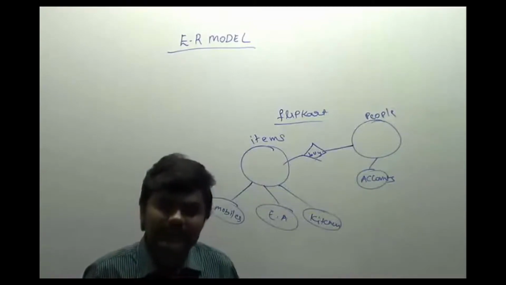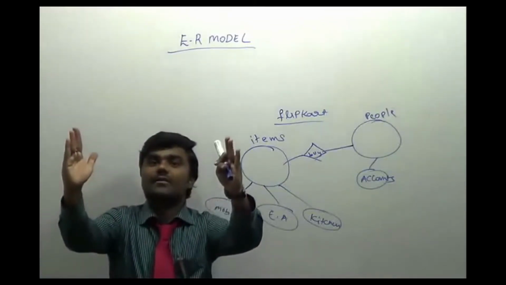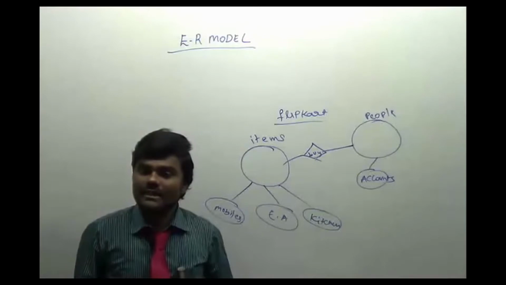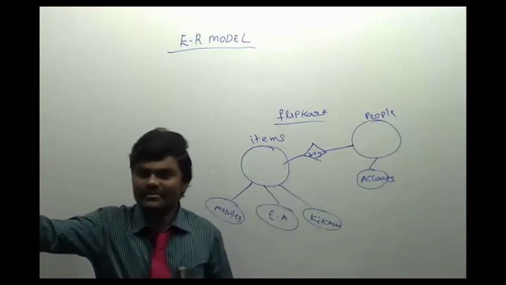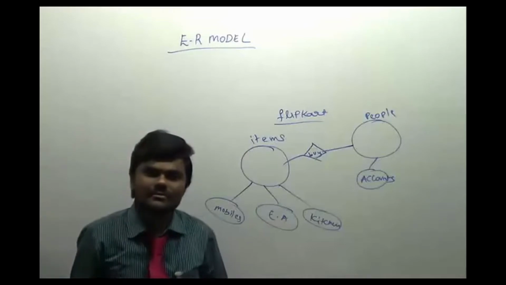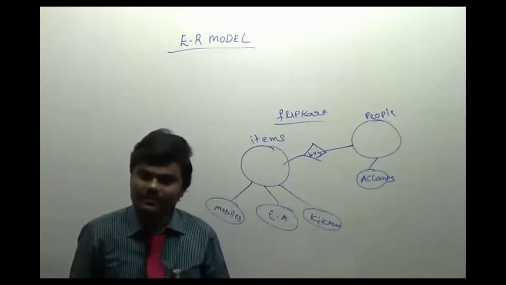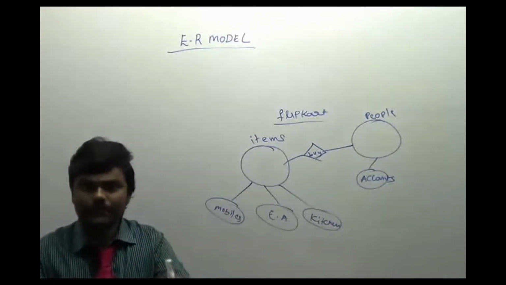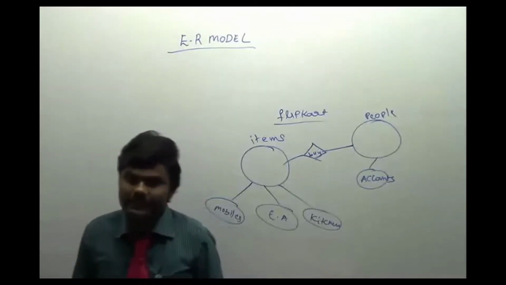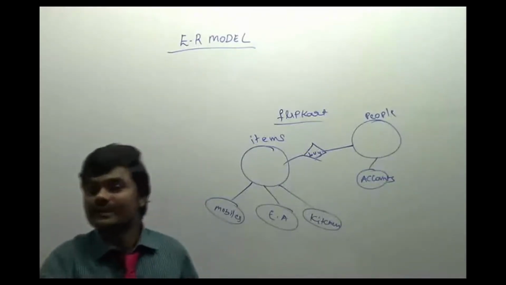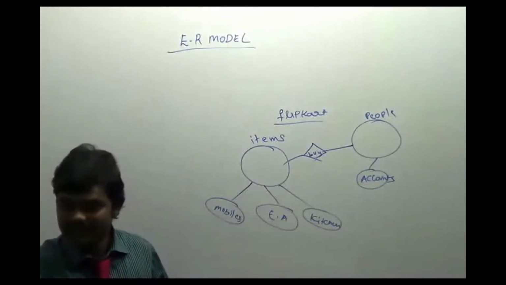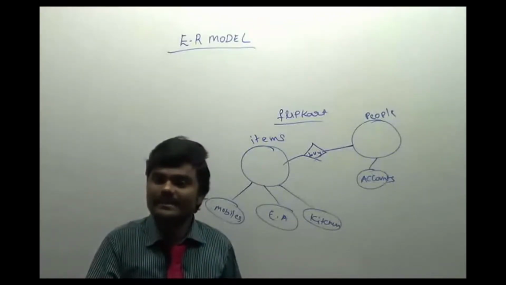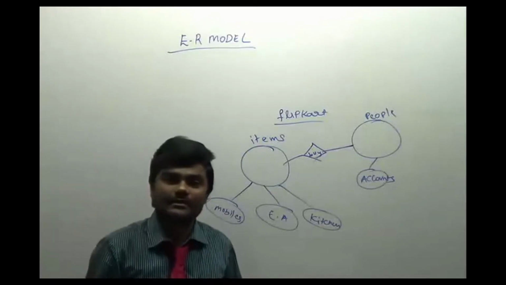So the ER model is a representation of some model. Suppose somebody has given me a project. He says, I have some items, I have some people, and these people will buy these items. That's all he says. Now my work is to represent all this in a diagrammatic approach, and show it again: sir, whatever you have shown, is this correct? So the ER model is a representation of the model.